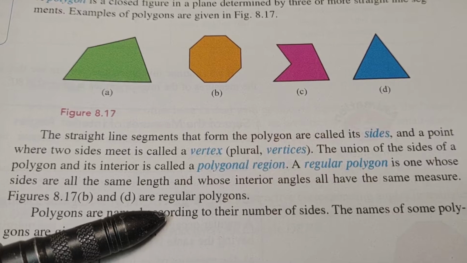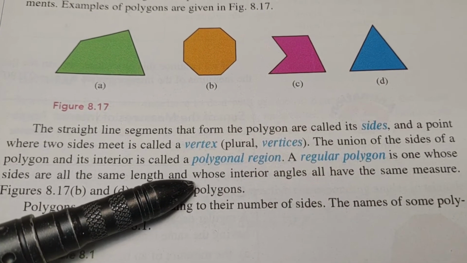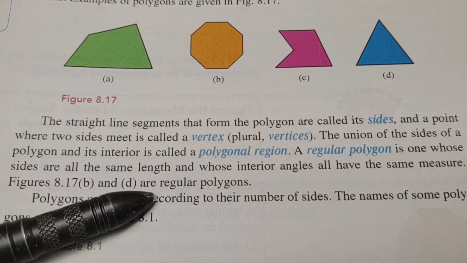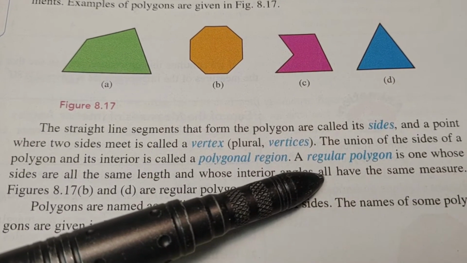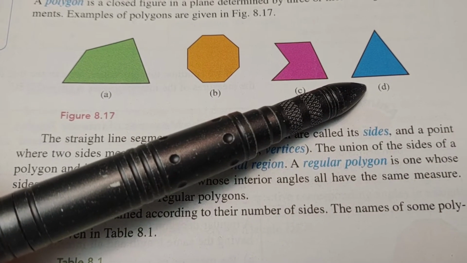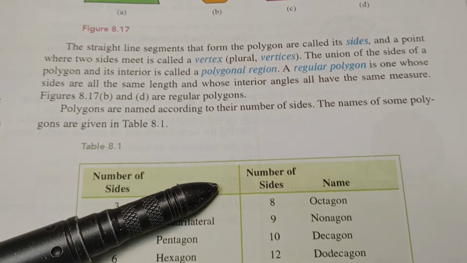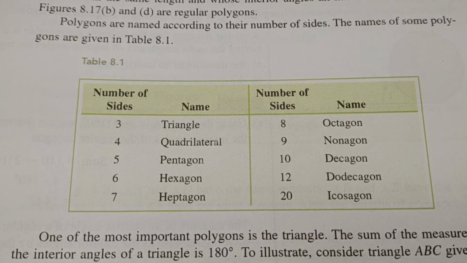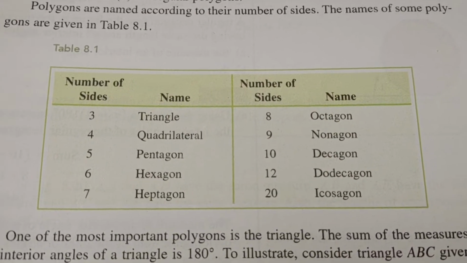The union of the sides of a polygon and its interior is called a polygonal region. A regular polygon is one whose sides are all the same length. That's an important concept right there. This one here would be a regular polygon because it's equilateral. This would be a regular polygon too. And you have this little chart which tells you: 3 sides, triangle; 4, quadrilateral; 5, pentagon; 6, hexagon; 7, heptagon.